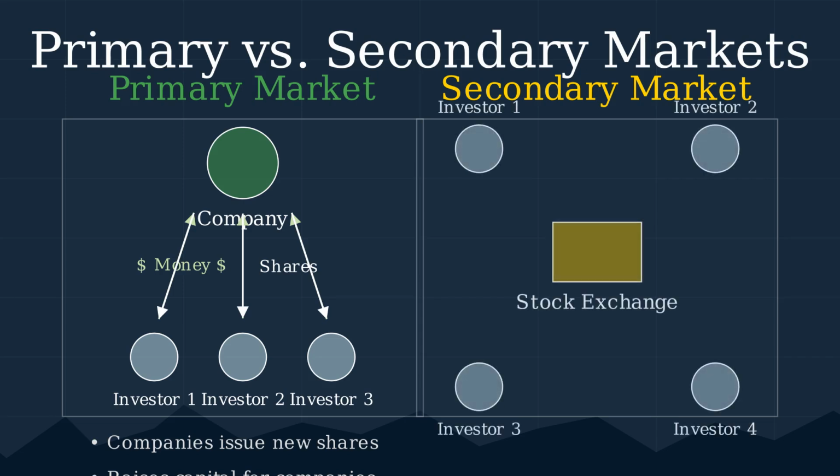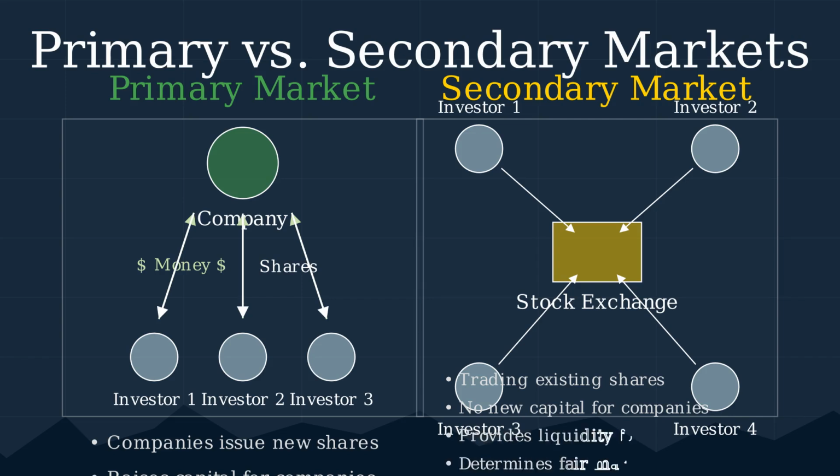The secondary market, on the other hand, is where previously issued shares are bought and sold between investors through stock exchanges. In the secondary market, no new capital is raised for companies. Investors simply trade existing shares with each other, with the company receiving no direct financial benefit.